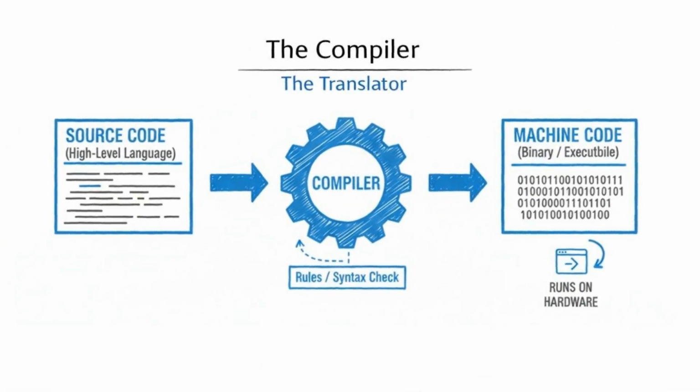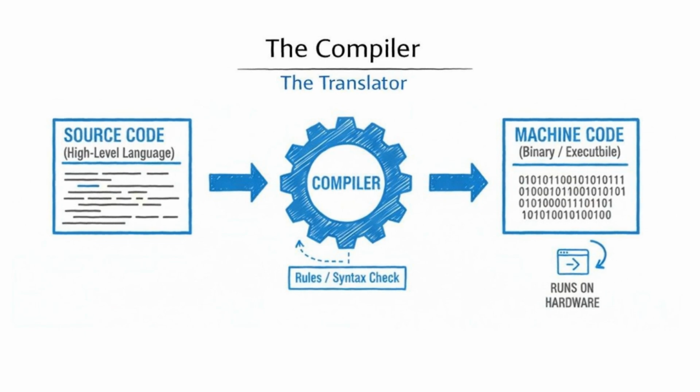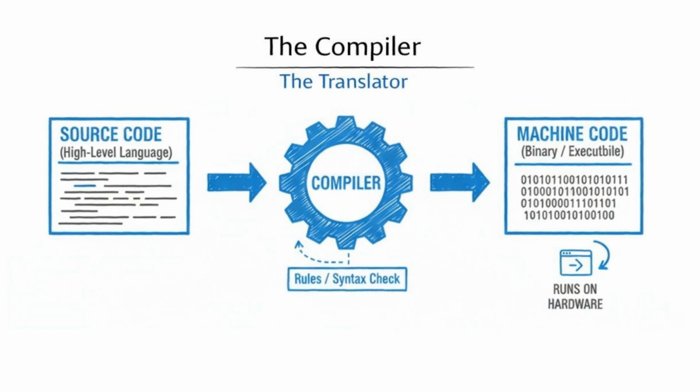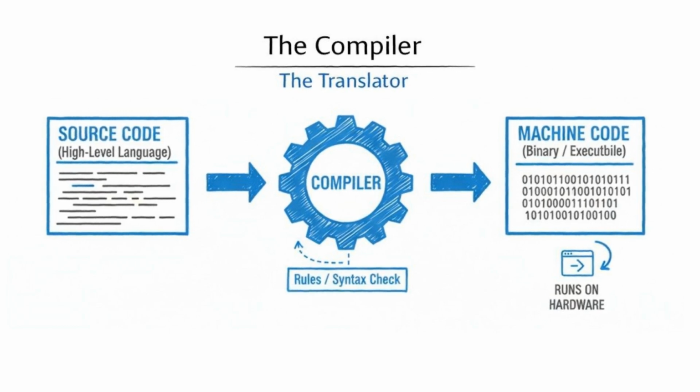Humans write code in languages like Swift or Java, but phones only understand ones and zeros. The SDK includes a compiler to translate human instructions into raw machine code.